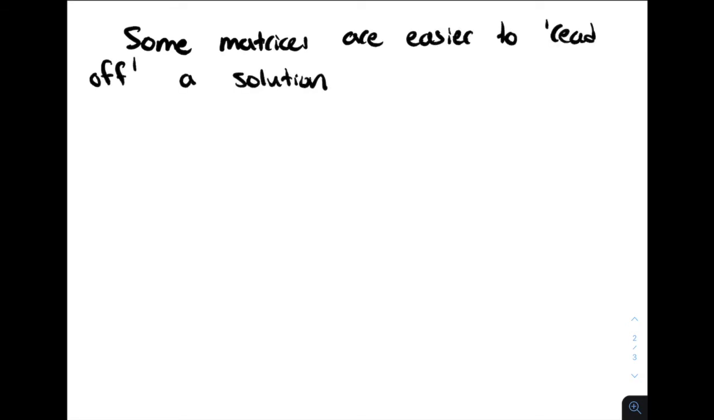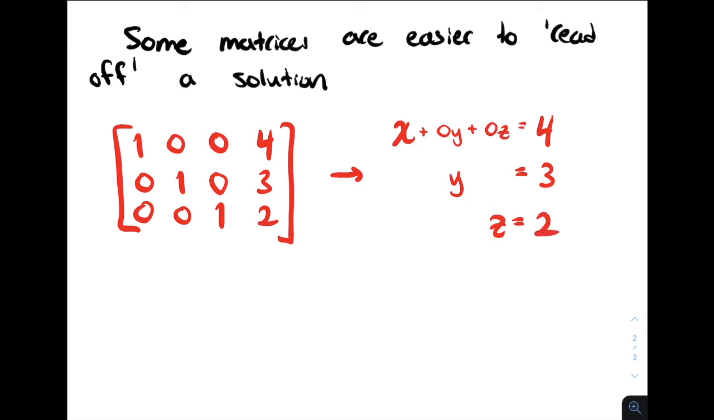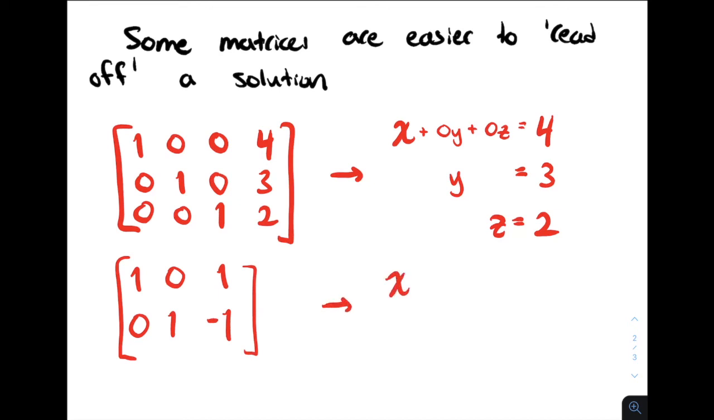In the context of solving a system, some matrices are easier to read off a solution. For example, the augmented matrix 1, 0, 0, 4, 0, 1, 0, 3, 0, 0, 1, 2 corresponds to the system x equals 4, y equals 3, and z equals 2. Or 1, 0, 1, 0, 1, -1, which corresponds to x equals 1, y equals -1.